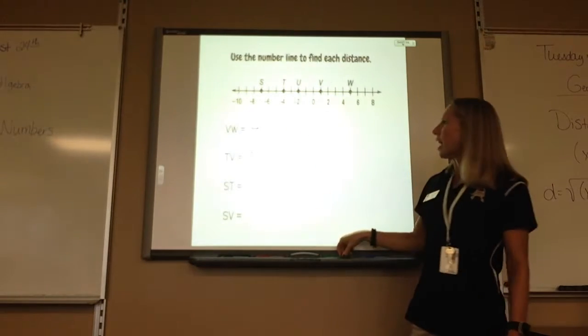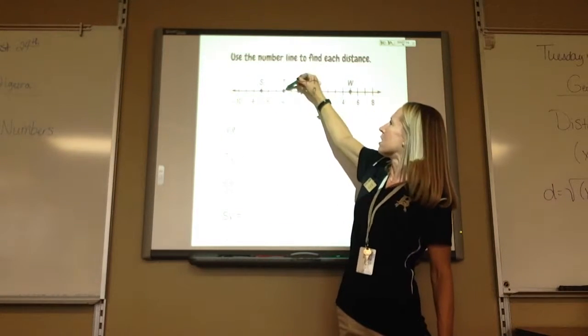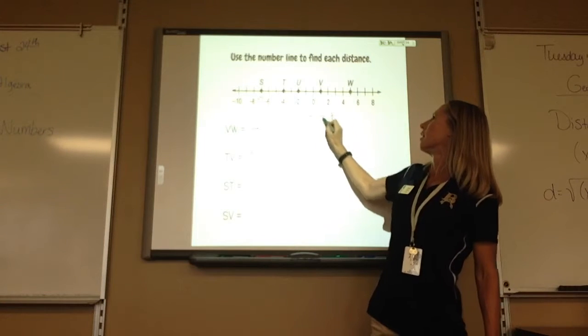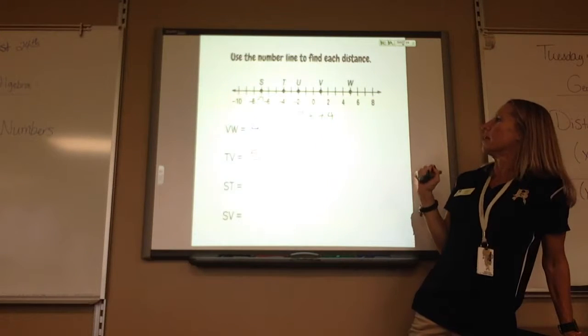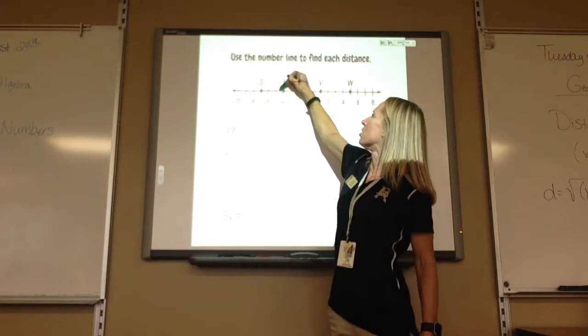The distance between S and T. S is at -7. T is at -4. So -7 minus -4 is -3. But then you take the absolute value, 3. Or you can count: 1, 2, 3.